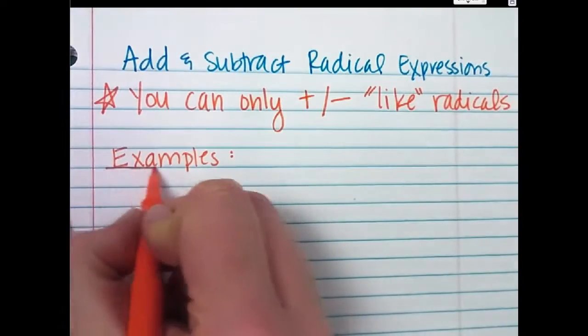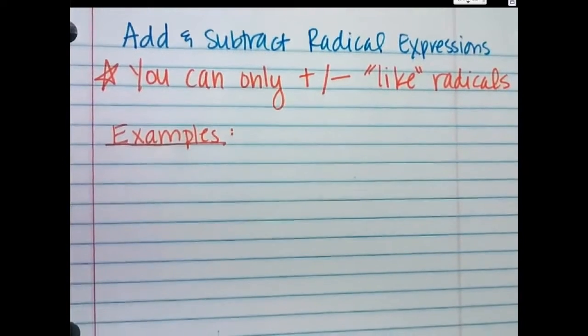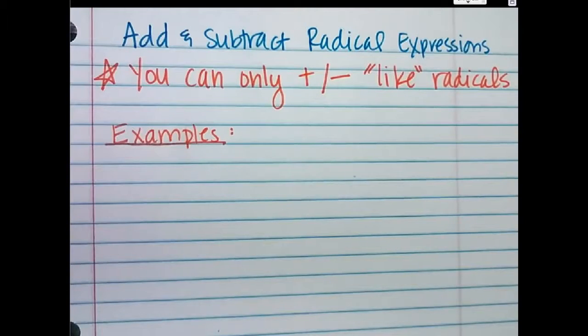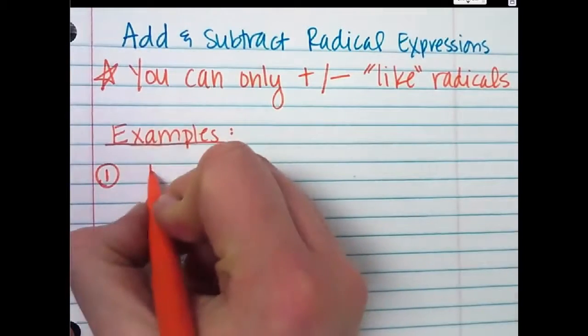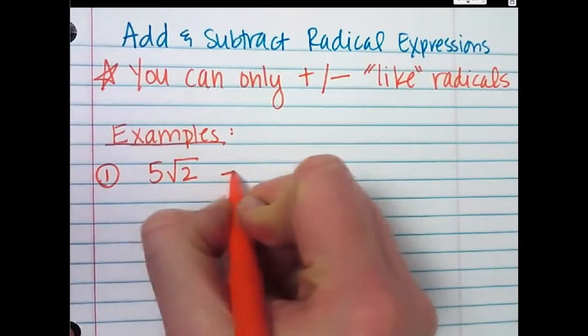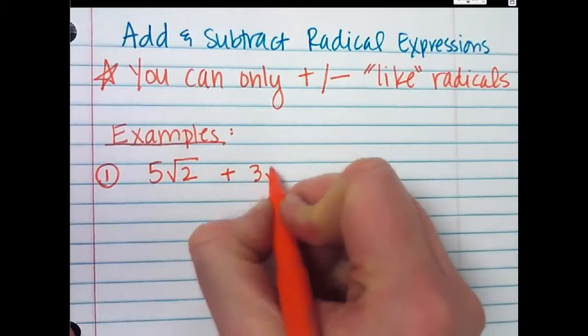So we'll do a couple where you don't have to simplify anything, and then we'll do some where you do simplify. Not horrible, just simplifying radicals mainly. Okay, number 1, 5 square root 2 plus 3 square root 2.